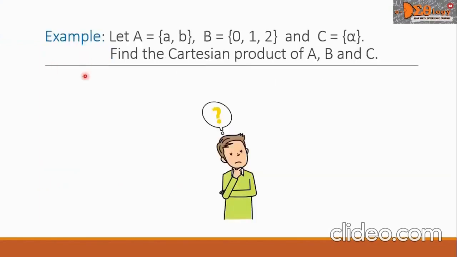Let us see this example. Let set A equal a, b. Let set B equal 0, 1, and 2. And set C equal alpha. Find the Cartesian product of A, B, and C.